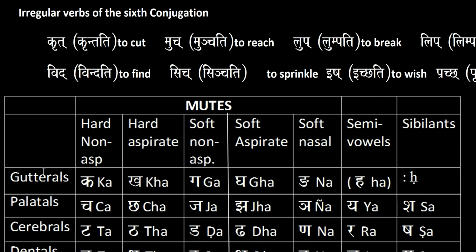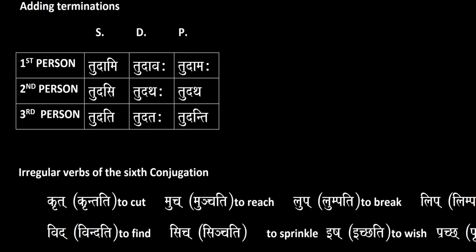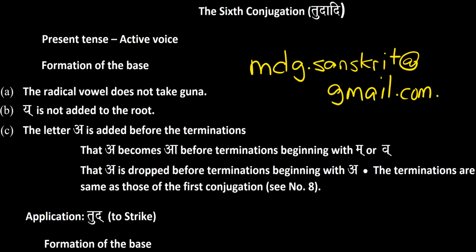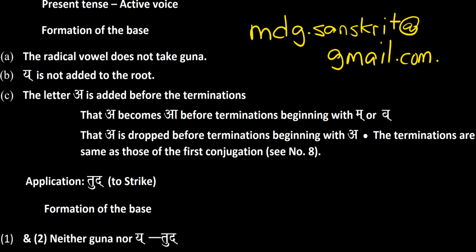In the previous lesson, we learned about the sixth conjugation, and in this lesson, we will be learning about the irregular verbs for the sixth conjugation. Just as a reminder, the sixth conjugation is one of the easier conjugations, because the radical vowel doesn't take guna. You are not adding ya to the end of the root. All you're doing is adding a before the terminations, which we have always been doing so far. And then that becomes a before terminations beginning with ma or va.